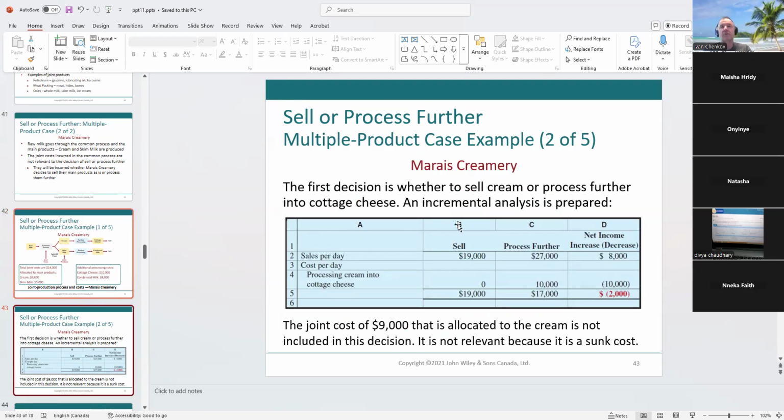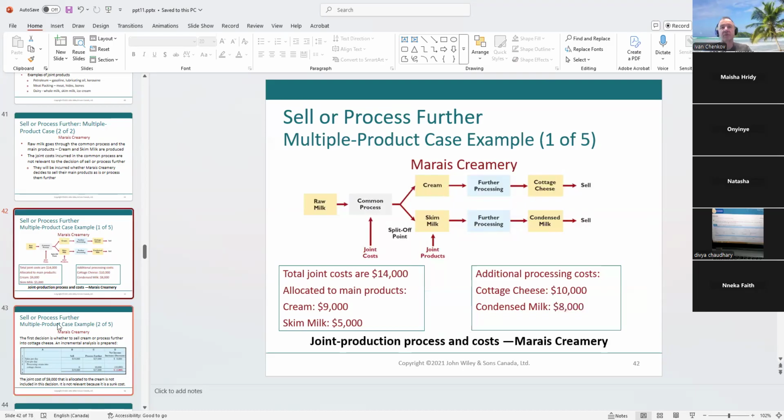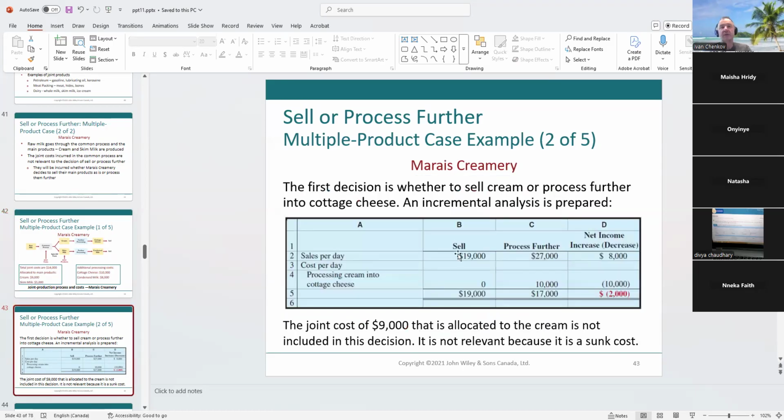We're talking only about the cream moving to cottage cheese. If we sell it as cream, we're going to get $19,000. But if we sell it as cottage cheese, we can sell it for 27. How much additional sales are we going to get? That's 8,000, but it's going to cost us 10,000 to produce it.